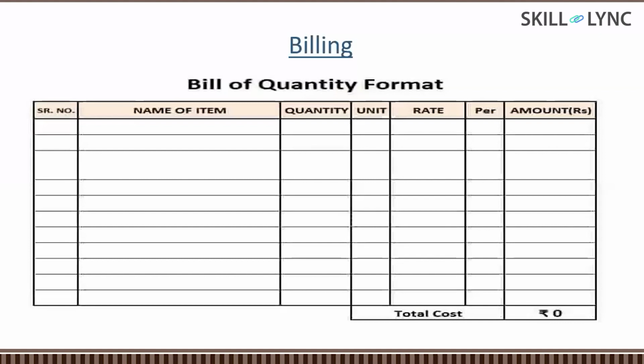So this is just to show the format. This is the simple template: whatever item we execute on a periodic basis, we will put it over there. We will do the quantity estimation, and with respect to the rate mentioned in the contract document, we will raise the bill to the client. Now we will understand how this is done.